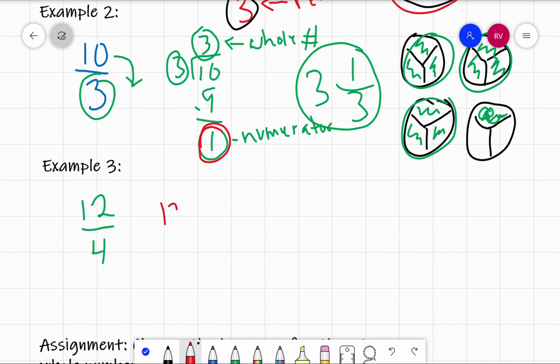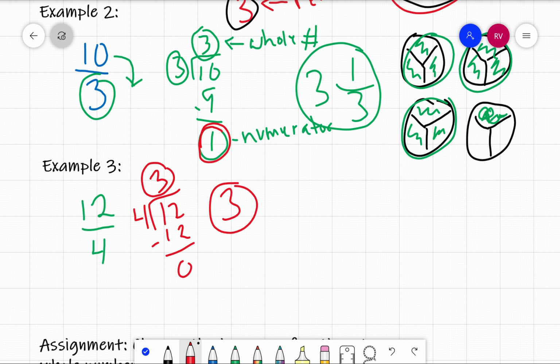So 12 into 4. Now you could probably just do this in your head right away and turn it into a whole number, no problem. If you know your facts, 4 goes into 12 3 times. We'll still finish the problem just to show it to you, but hopefully you guys know that. 3 times 4 is 12, and you get 0. So the answer is just 3. 12 fourths is equal to 3. If you don't have a remainder and you only have your answer up here, which equals the whole number, then that's just your answer, 3.